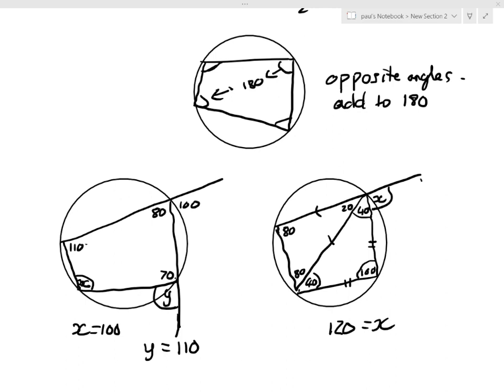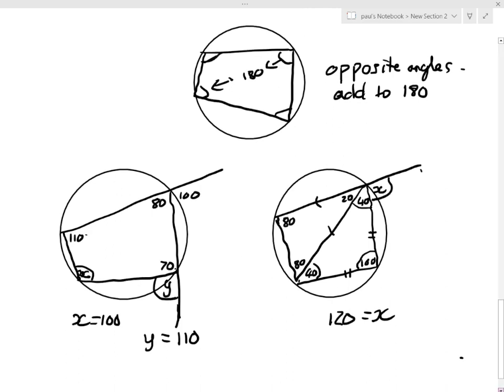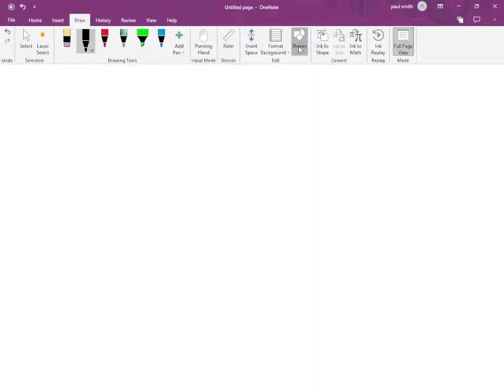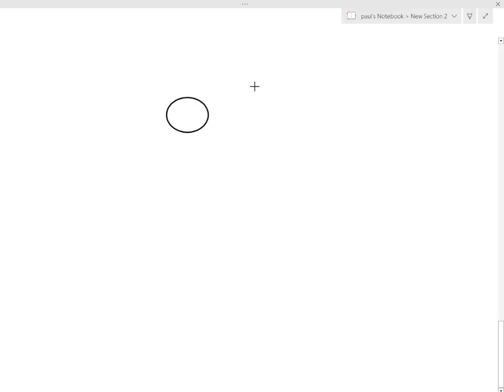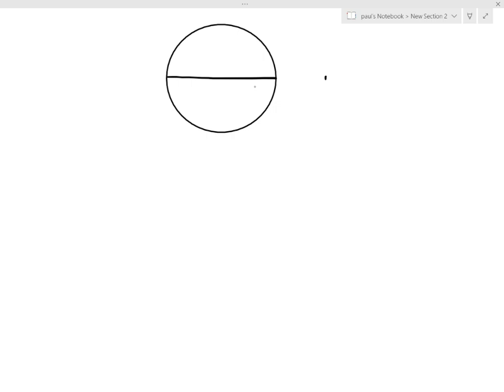Right, so we got these. Now, next one up, next rule is this. If we have a diameter and we make an angle at the circumference from the diameter, it is always 90 degrees. It doesn't matter where it goes. Where it goes, it's always 90.